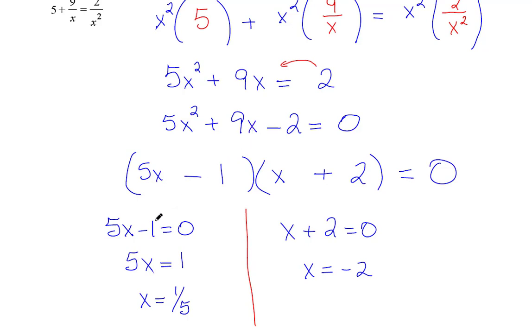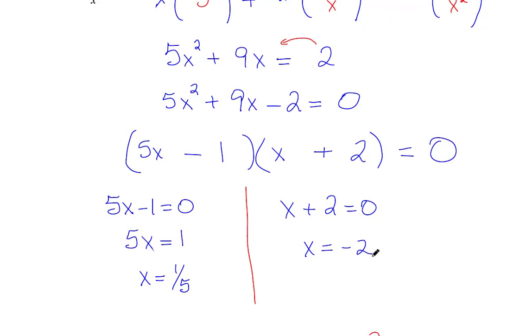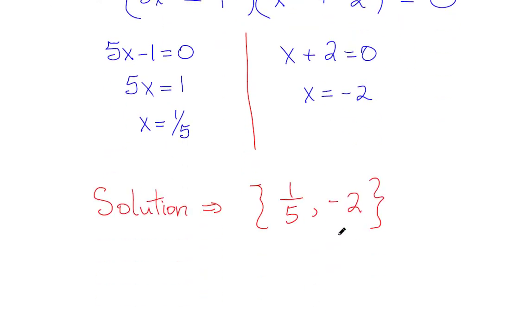So now I grab each piece, set it equal to 0. I get 5x is 1, or x is 1/5. From this piece, I get x is minus 2. That looks good. All right, so my solution set consists of those two answers.